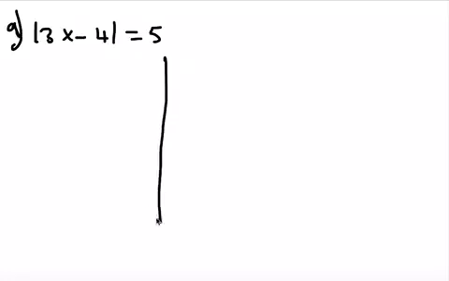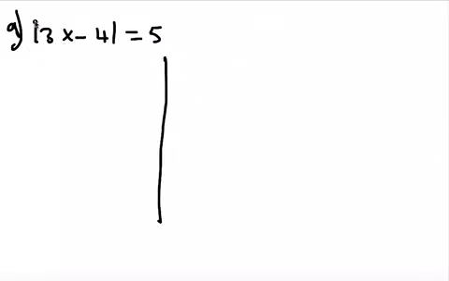Let's assume we have a problem. That's our first problem: the absolute value of 3x minus 4 is equal to 5, and they tell us to solve. To solve this type of absolute value problem, you have to use two steps. The first step and the second step.